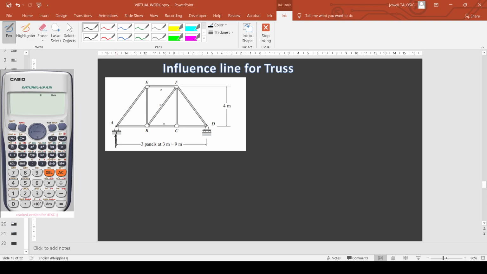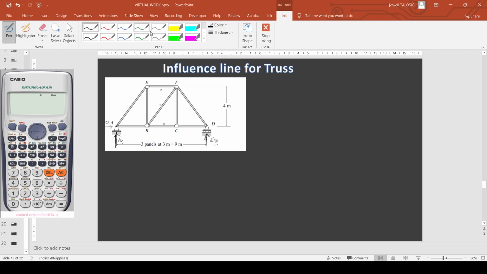determine the equation for reactions. So this is AY, this is DY. Then next we have another reaction here, but this is equal to 0 because we are loading only a vertical unit load, no? So meaning there's no horizontal load to resist. So that means AX is 0.